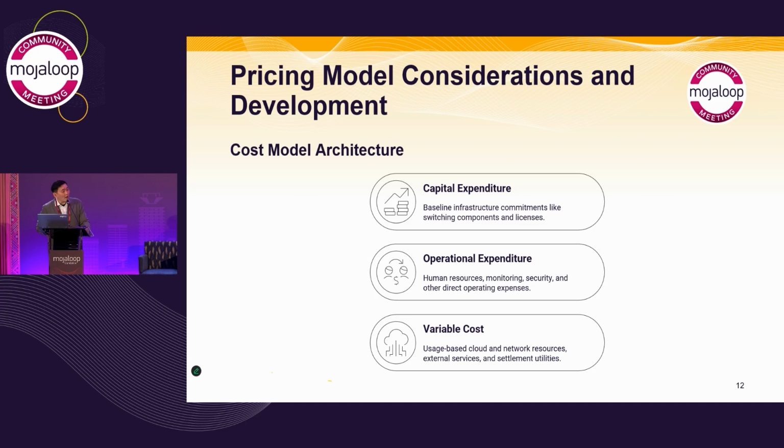Finally, we have variable costs. These are costs that scale directly with usage. For example, think of usage-based cloud infrastructure. I mean the hosting fees, Amazon Web Services, or something like that. Also the network bandwidth and fees paid to other external service providers.